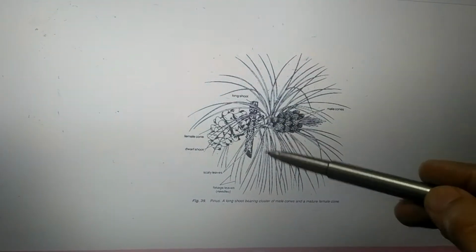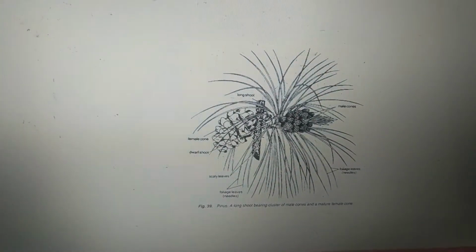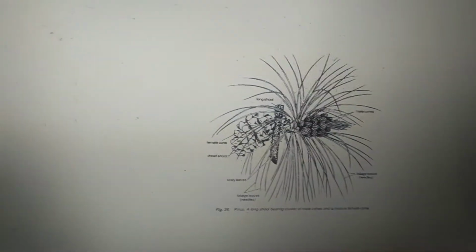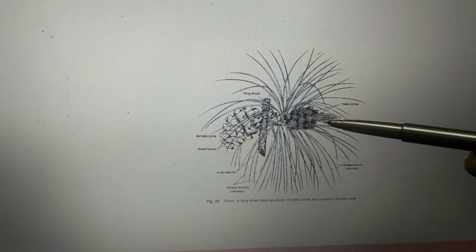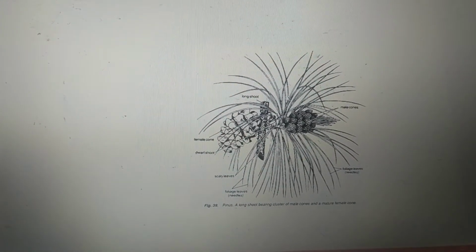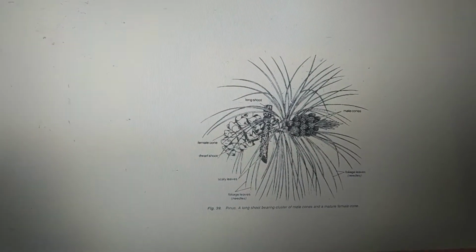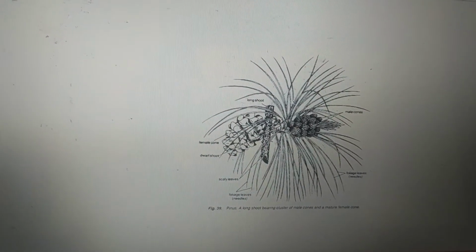These are the needle green foliage leaves. Many male cones are present in the form of a cluster. They are usually in the form of a group or in the form of a cluster. Each consists of many microsporophylls. These microsporophylls are leaf-like structures which usually contain microsporangia.